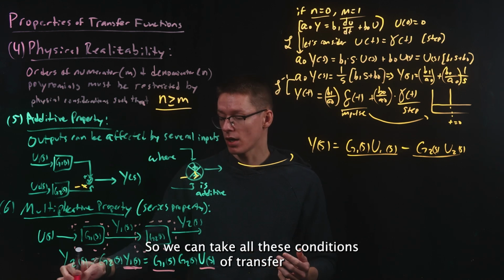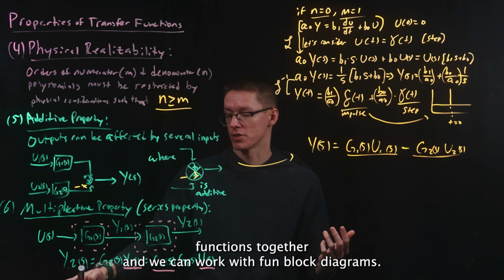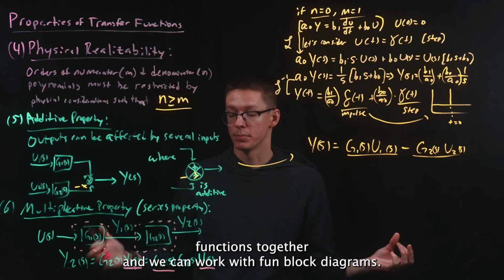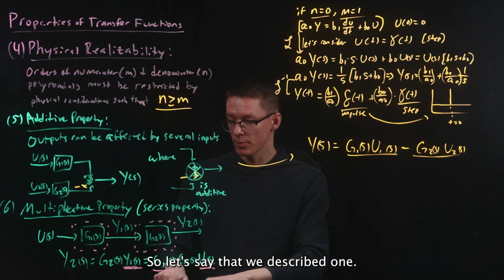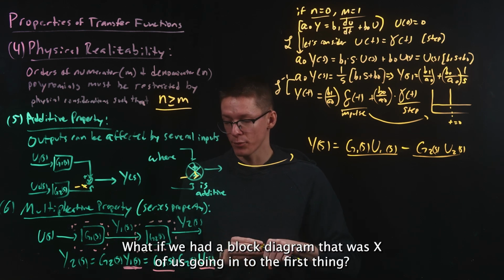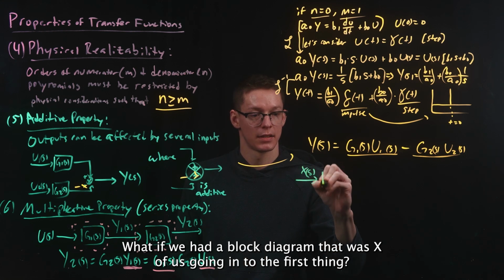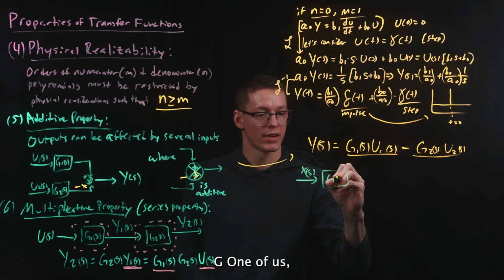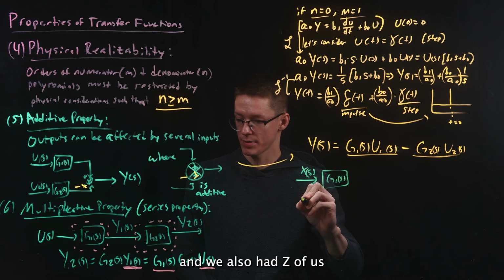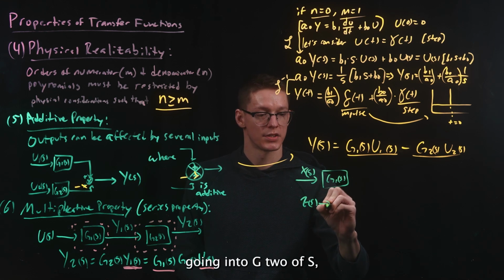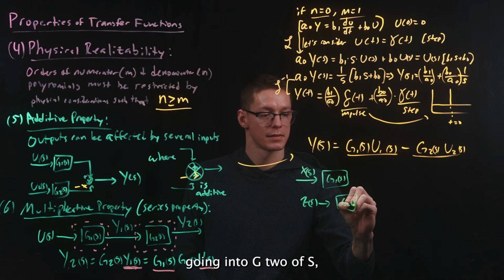So we can take all these conditions of transfer functions together and we can work with fun block diagrams. So let's say that we described one. What if we had a block diagram that was x of s going in to the first thing, g1 of s, and we also had z of s going into g2 of s.